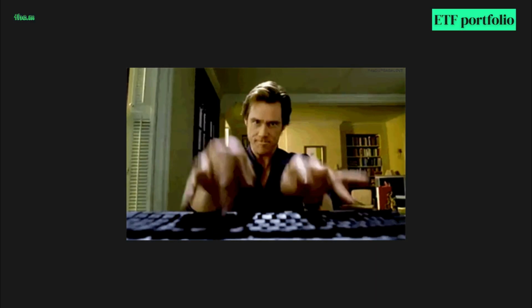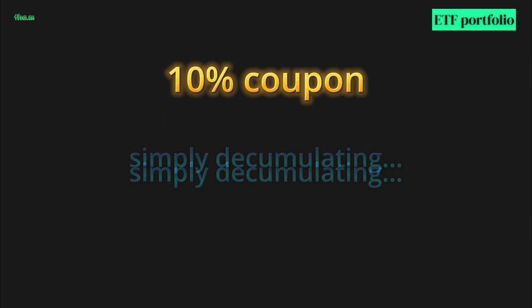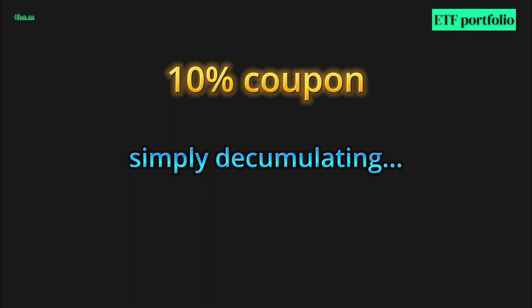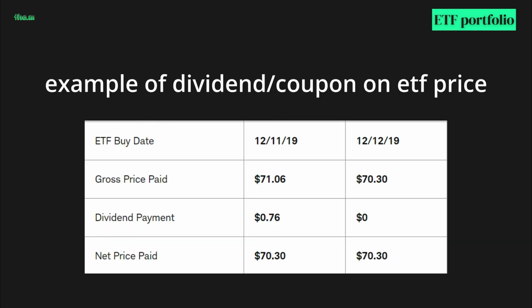Plus, if you find an ETF that has a high coupon of 10%, that doesn't mean it will yield more. It is simply decumulating. If you get 10% off, the price of the ETF will go down even more. It's always the coupon to price ratio that is important. So don't confuse coupon or dividend with yield. They are two different things because we must also consider the price change in the yield.